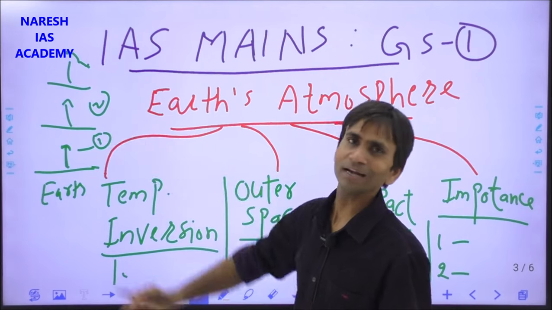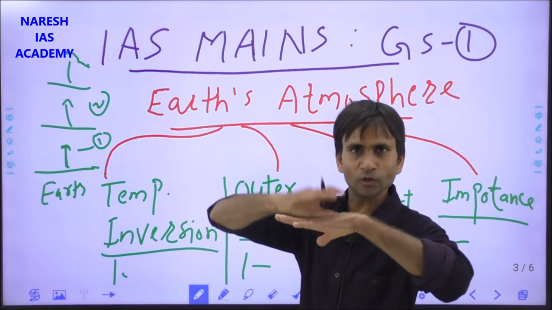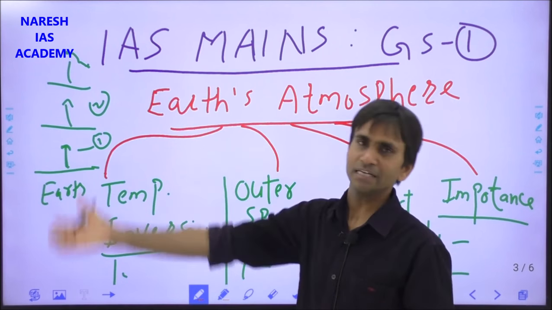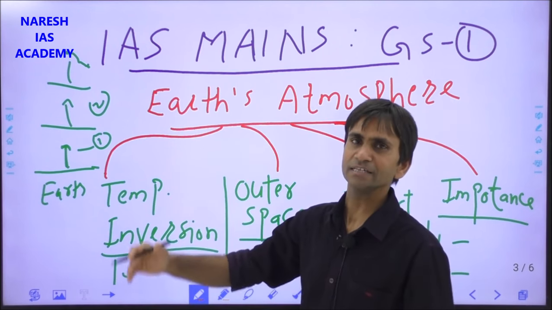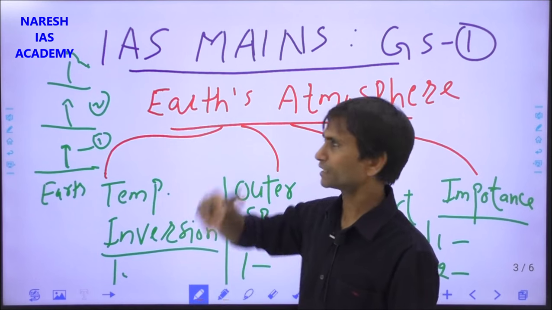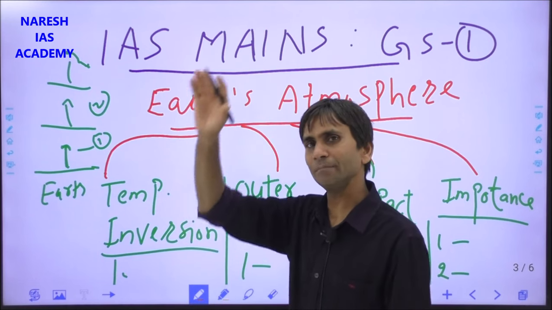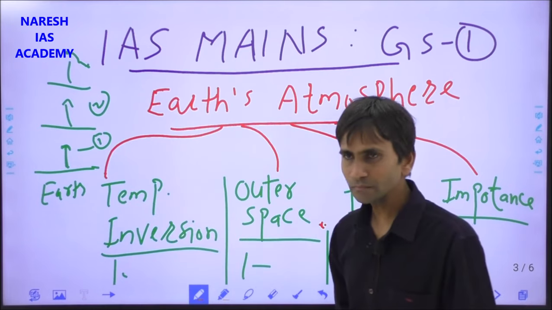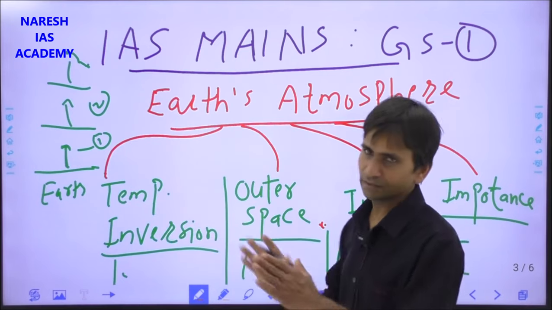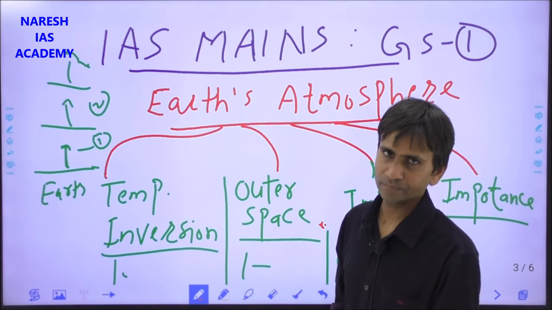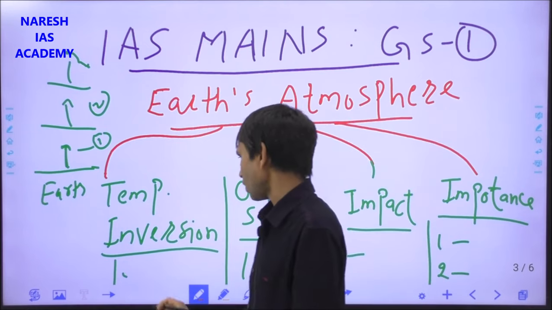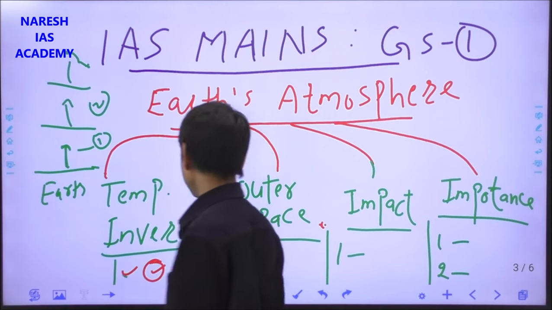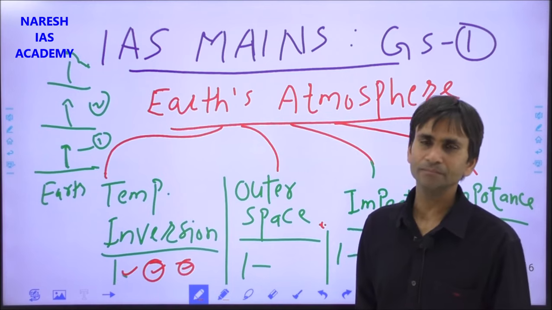But the second layer, the stratosphere, is above the troposphere. In this layer, temperature increases with increase in altitude, and then in the third layer, the mesosphere, temperature again decreases with increase in altitude. So temperature inversion is a concept, and how it affects the economy and the life of human beings in any country.